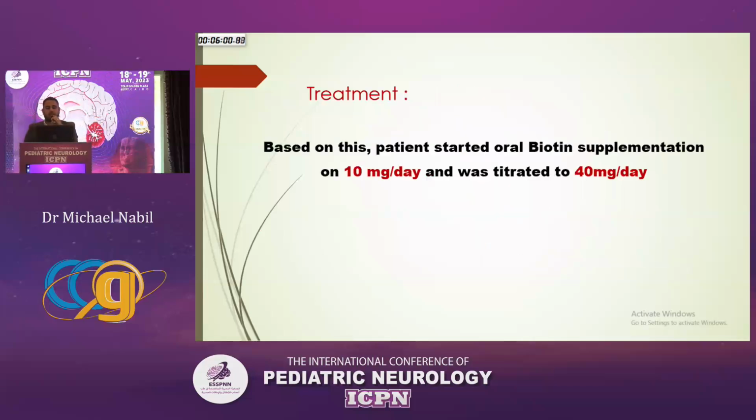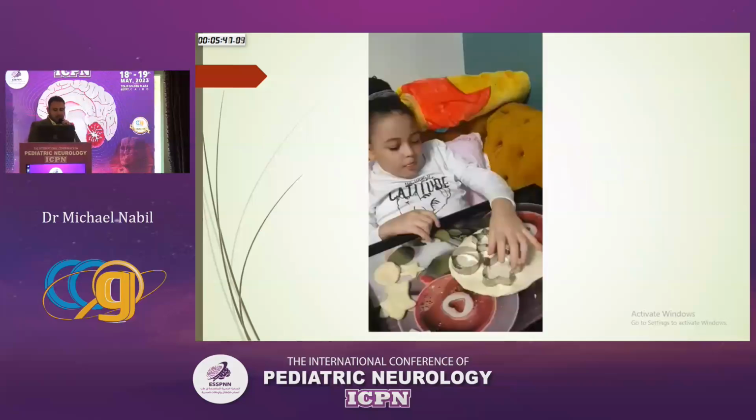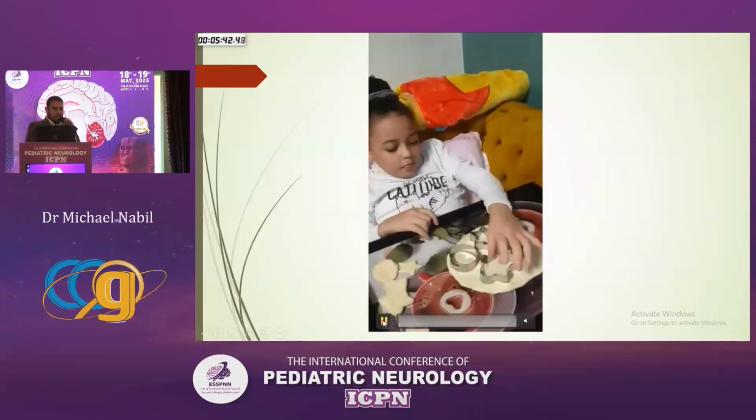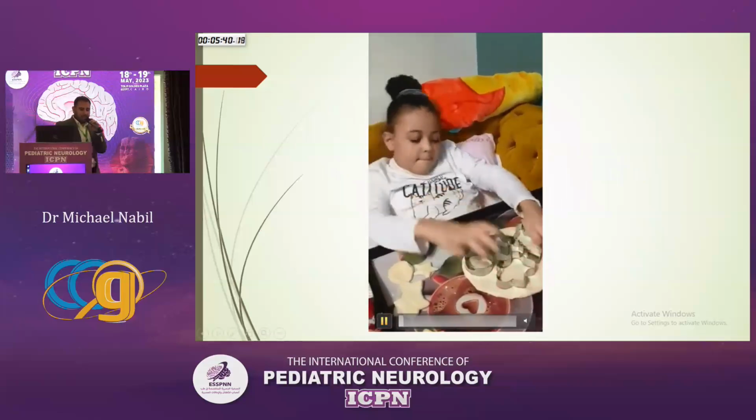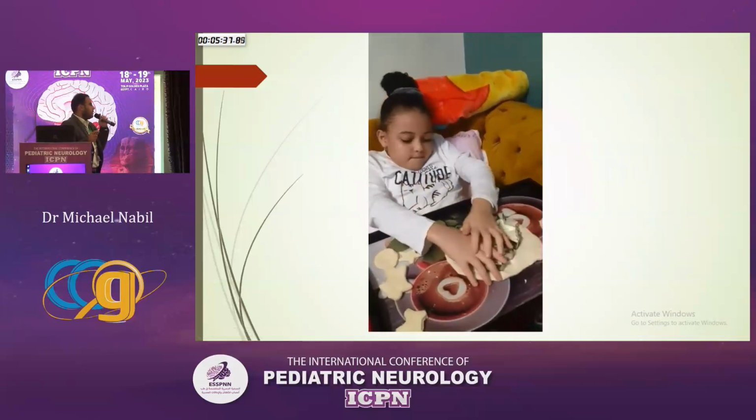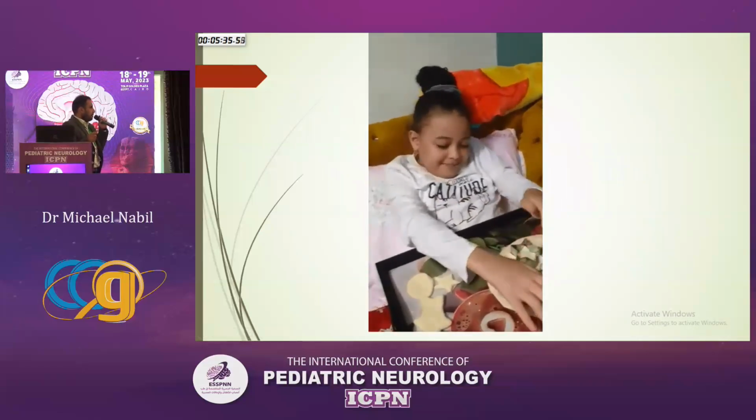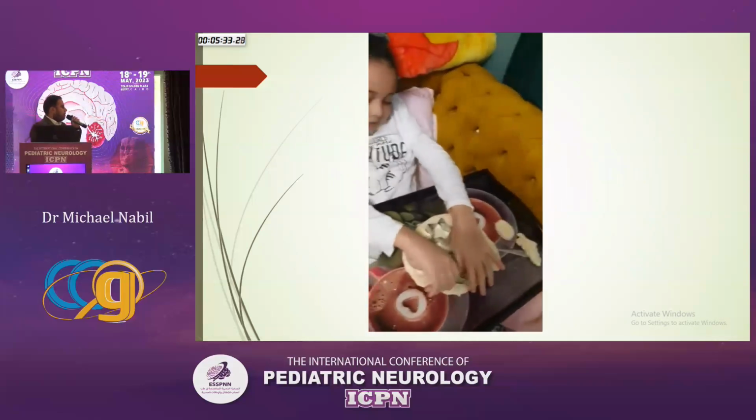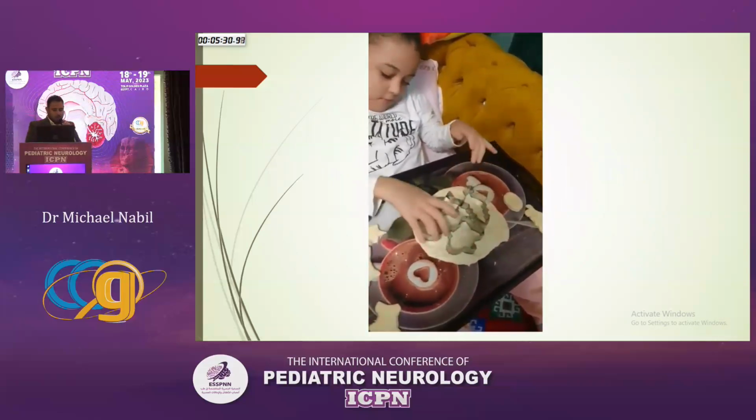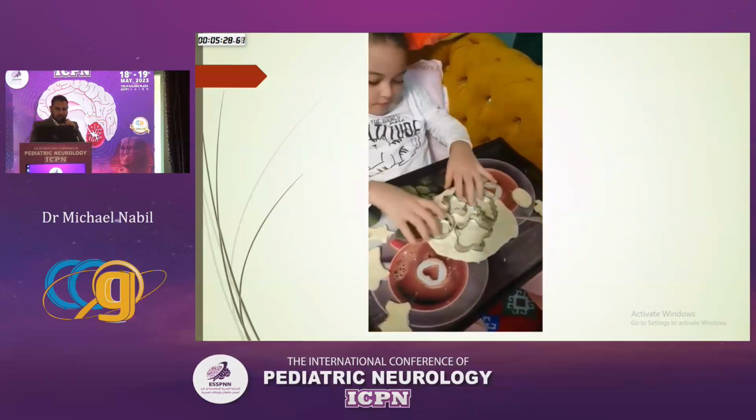So we started the treatment for our patient based on our diagnosis. We started with biotin supplementation at a dose of 10 milligrams per day and titrated gradually according to the patient's improvement up to 40 milligrams per day. And this is our patient after treatment. I will remind you that this patient was post-arrest at one point. This is our patient after starting biotin treatment. Now she can use her hand almost fine.